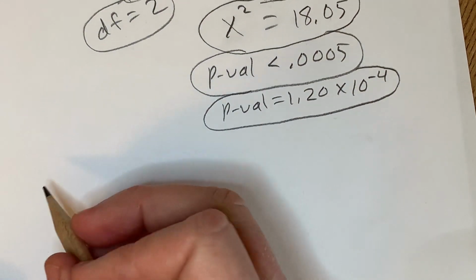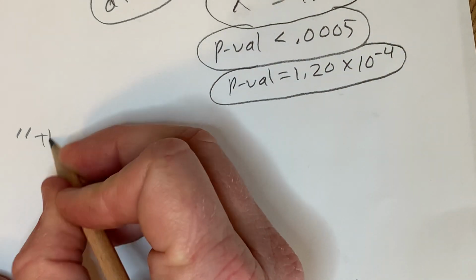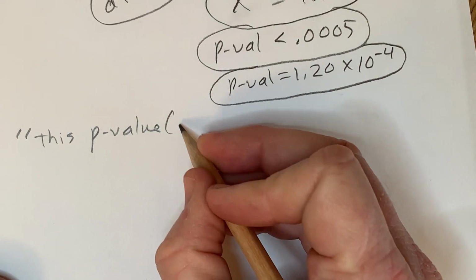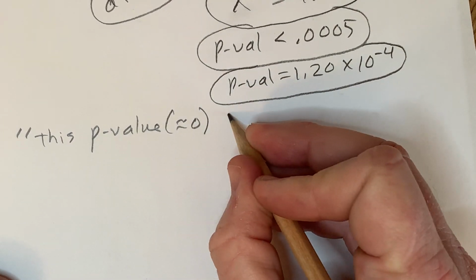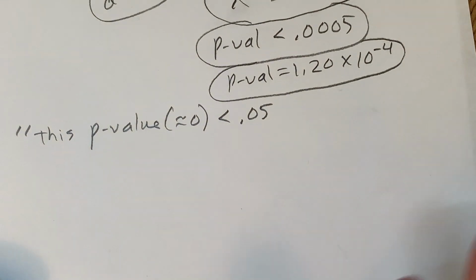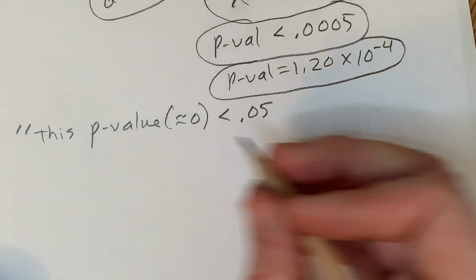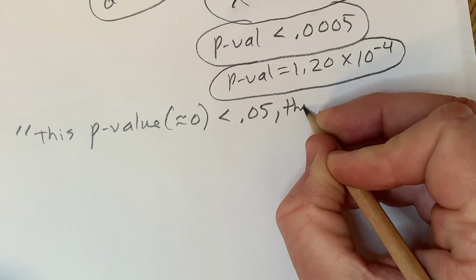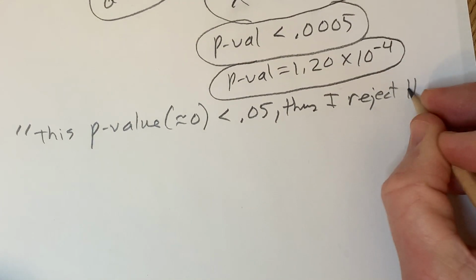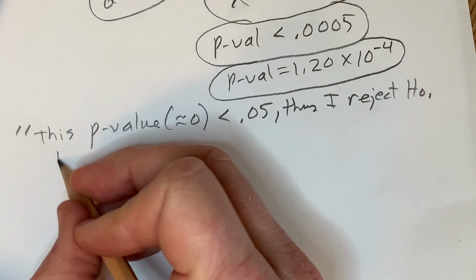And so our conclusion, the last thing, our ending, we would say this p-value, which is approximately 0 really, is less than our alpha. Now, we aren't given an alpha, so it's really supposed to be decided on before the problem, but if you're not given one, just use 0.05. It's less than 0.05. Thus, I reject the null hypothesis. P-value is low, you reject the null.